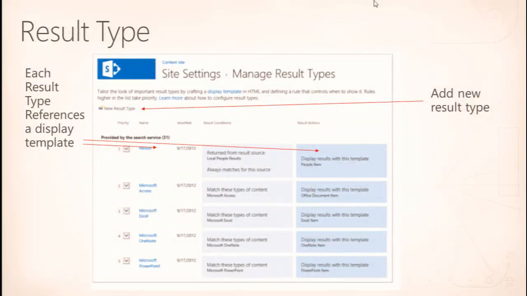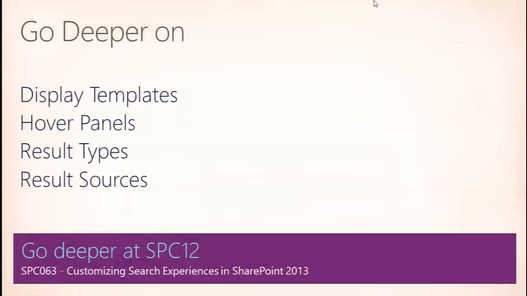Result type. This is how we define the particular result type, and we can define that result type to be tied to any other property. In this case, we're going to define that to be content source, which is recipes. If you want to go deeper on this, there's a session that already happened, Customizing Search Experiences in 2013, SharePoint 63. Please go take a look at it.